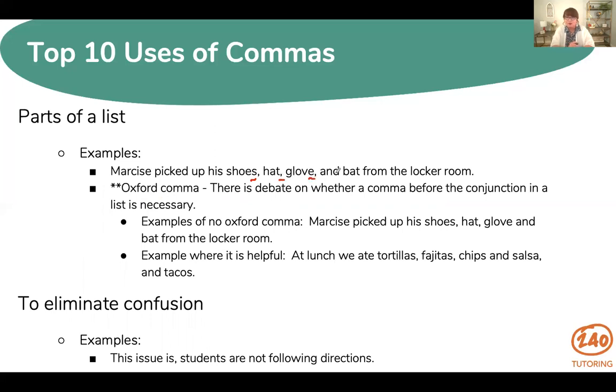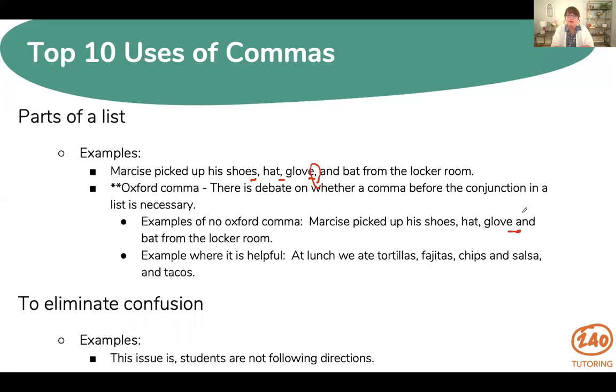Now, I want to make a note about the Oxford comma. The Oxford comma is the comma before the and or before the conjunction. There is some debate about whether that's necessary. So it's generally accepted that you can do it either way. You can put that Oxford comma in, the one before the conjunction, or you can leave it out. So in this example, Marquise picked up his shoes, hat, glove and bat from the locker room. So you notice there's no comma before and.